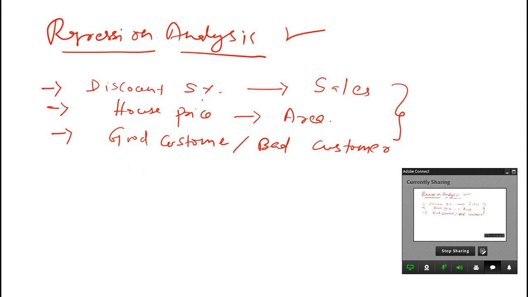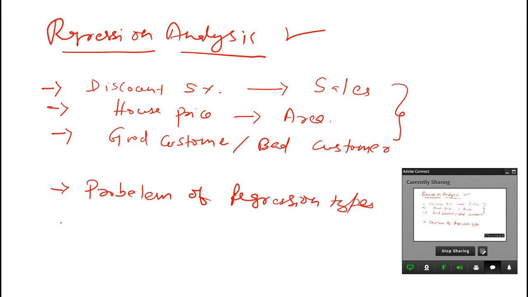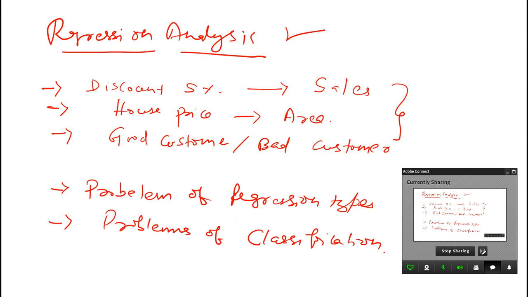Okay, so primarily we can classify most of the business problems into two groups. The first group we call the problems of regression type, problems of regression. And the second type of problem we call the problems of classification. We'll try to understand in detail what is a problem of regression and what is a problem of classification.